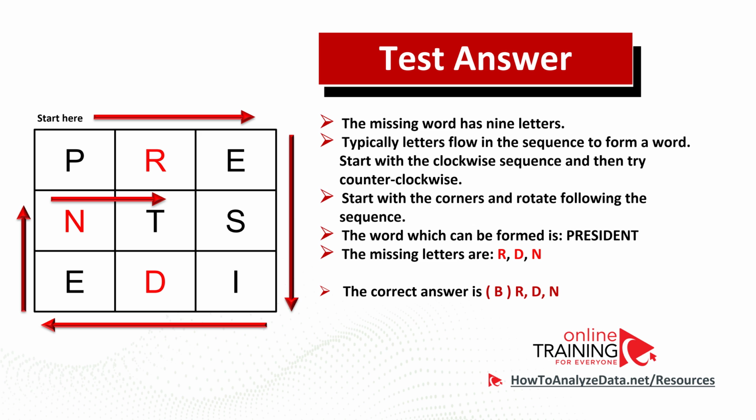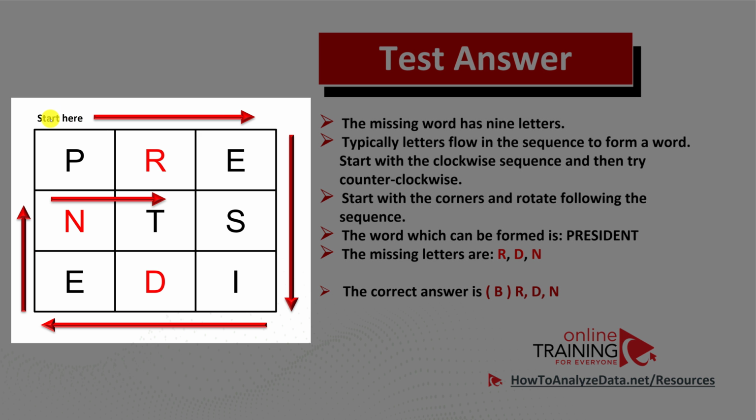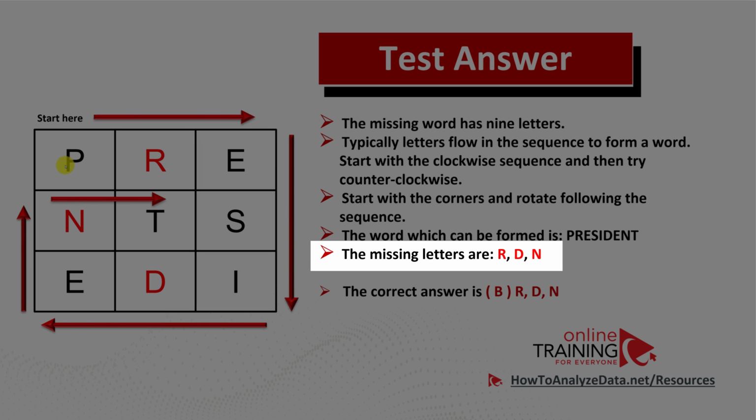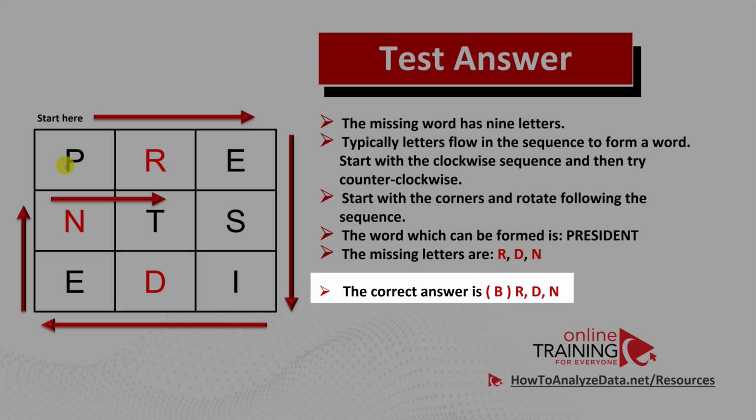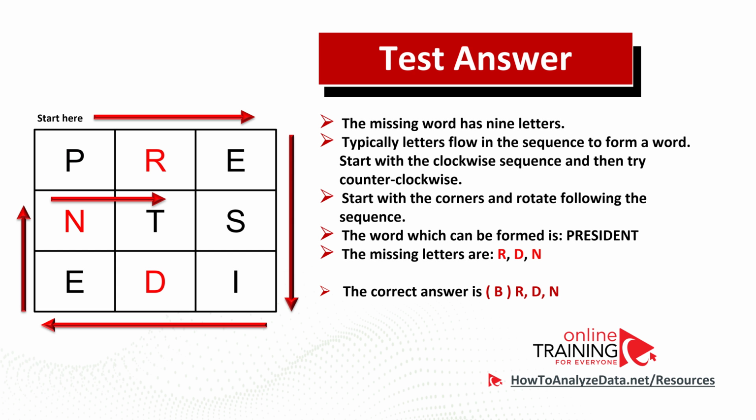What we know, based on the instruction in the question, is that the word has 9 letters. Typically, letters in the sequence flow to form a word in these types of questions. So in this particular question, you need to start in the upper left corner and then flow from left to right, then from top to bottom, from right to left, and again into the middle row. Once you do that, you will see that the word president can be formed. So the missing letters are R, D, N, and the correct choice here is choice B, R, D, N. Hopefully you've nailed this question and now know how to answer similar questions in the test.